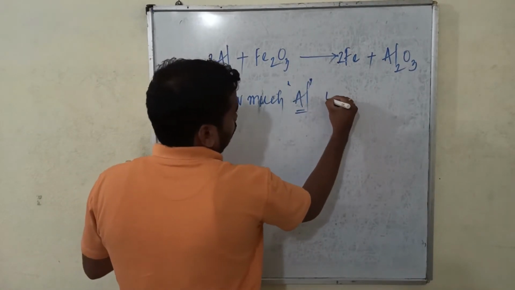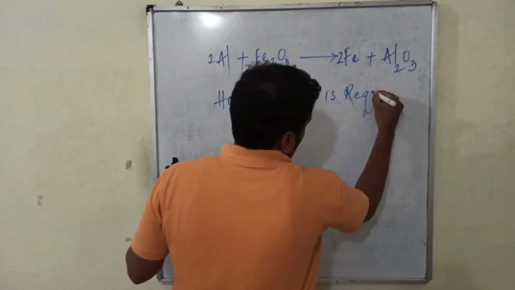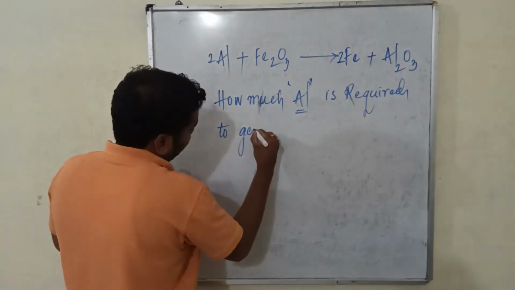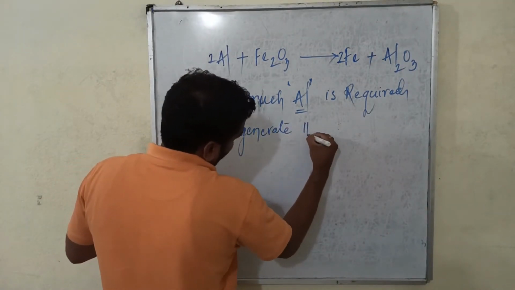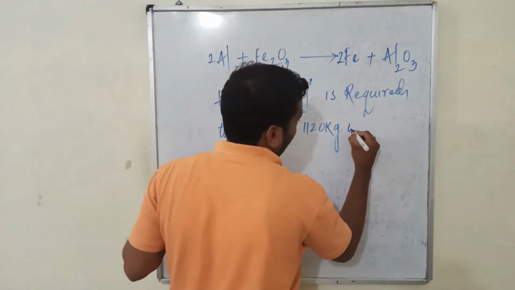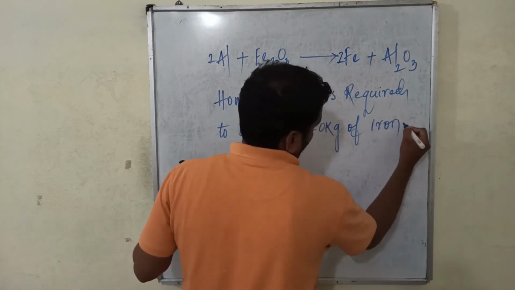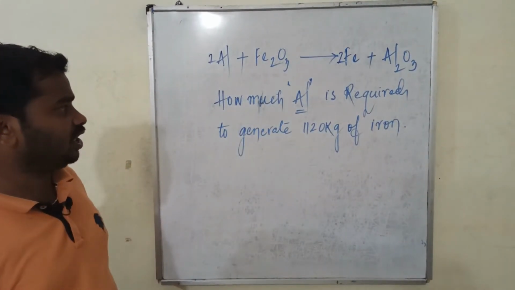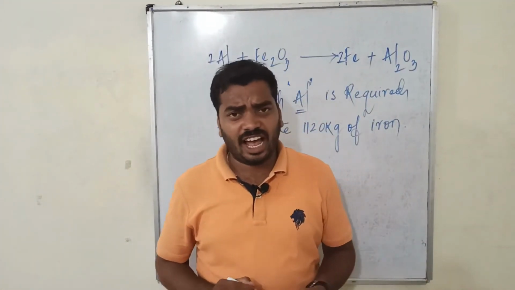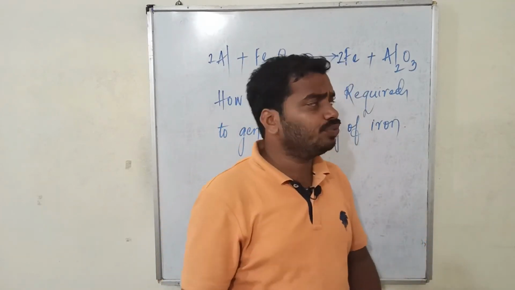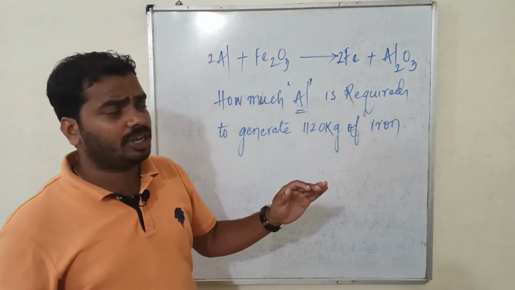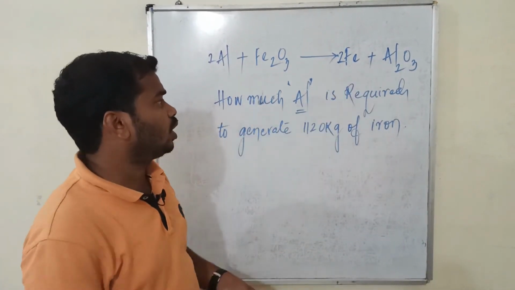Aluminium required to generate 1120 kgs of iron. So this would be the question which is asked to you, and there is hidden information. Already we have learned what is the hidden information within the equation. So the question is going like this: how much aluminium is required to get 1120 kg of iron?